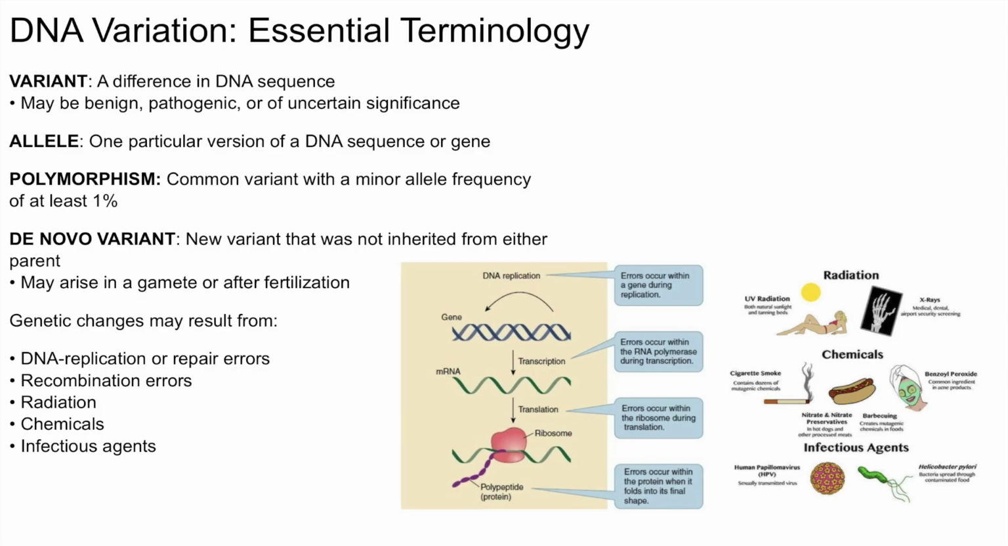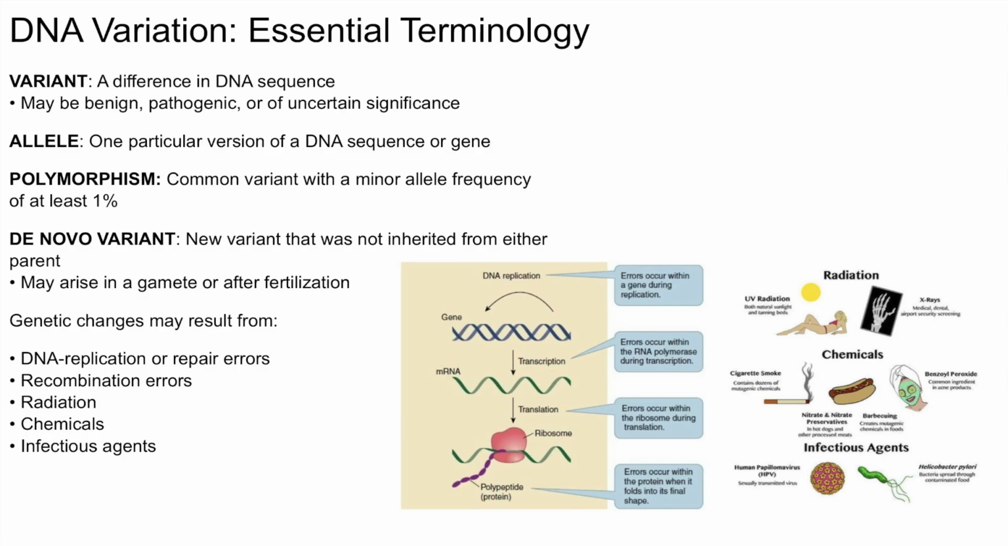An allele is one specific version of a gene or DNA sequence. A polymorphism is a relatively common variant, traditionally defined by a minor allele frequency of at least 1%. A de novo variant is newly present in the patient and was not inherited from either parent. It may arise in a parental gamete or during development after fertilization.